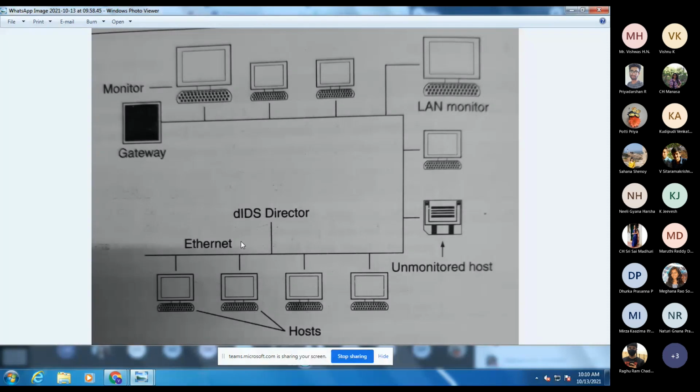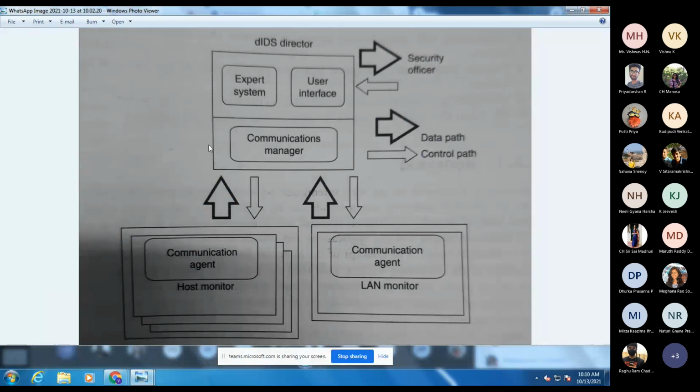Is that clear? Now, what will happen inside this DIDS director? So basically, inside this DIDS director, you can see here, the host monitor and LAN monitor will have a communication agent which will send the event that is generated using the host event generator and LAN event generator to this communication manager which will be there in the DIDS. And this communication manager is responsible for communicating with this host monitor and LAN monitor.